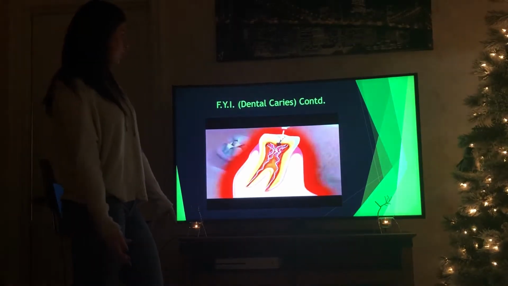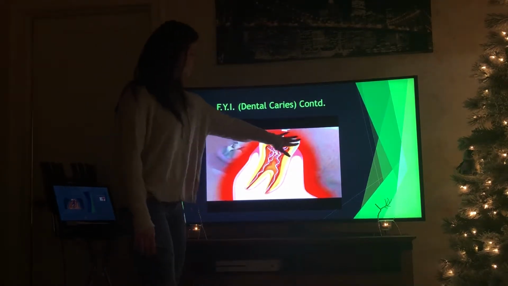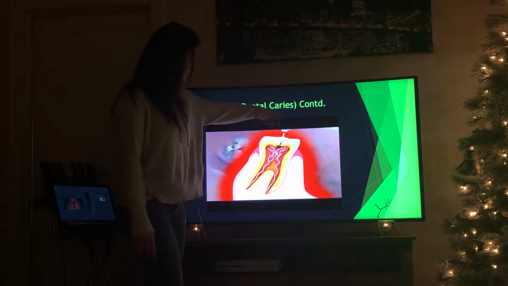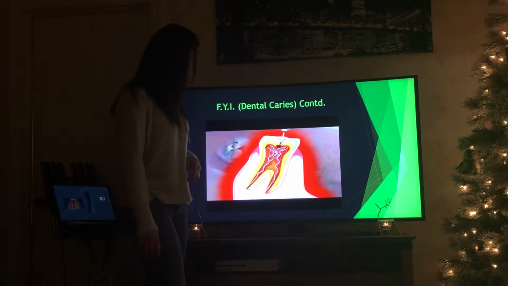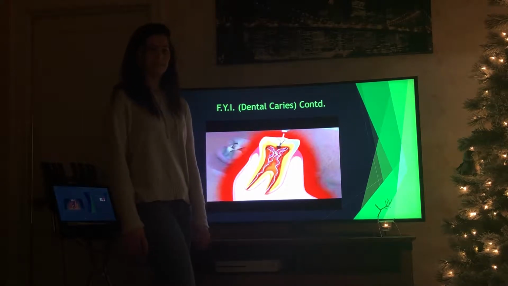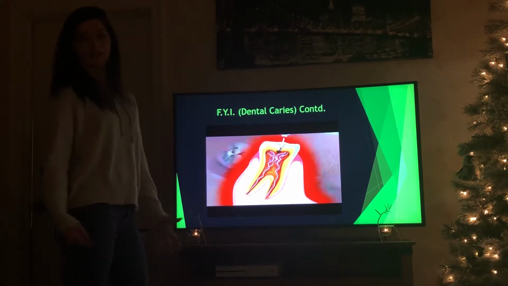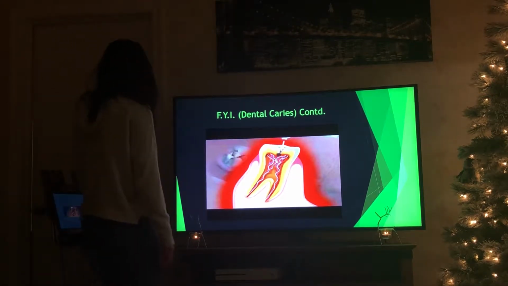This is just a photo, obviously indicating pain with the red around it. This is actually a drill bit going into the tooth, going into the nerve. This is the reason we need to be numbed up before we go to the dentist, or before we get a procedure done.